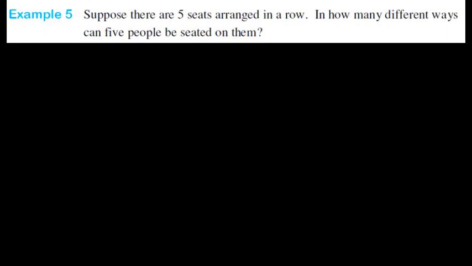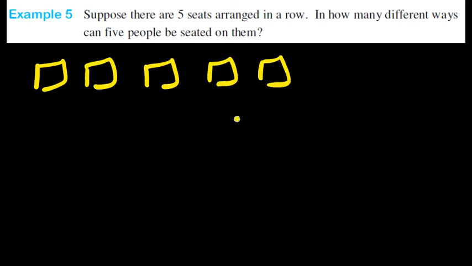Here it is. What does it say? Suppose there are 5 seats, 1, 2, 3, 4, 5 seats we have in a row. In how many different ways can 5 people be seated? There are 5 people, don't forget. So what to do? First, bring the first person. In how many ways can we let him sit? In 5 different ways: in the first place, or second one, or third, or fourth one, or the last one.